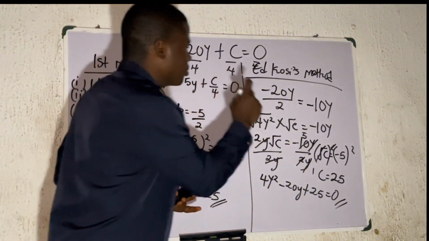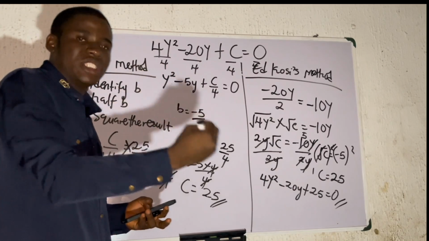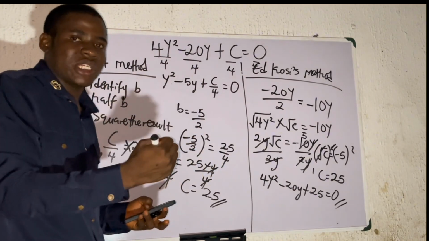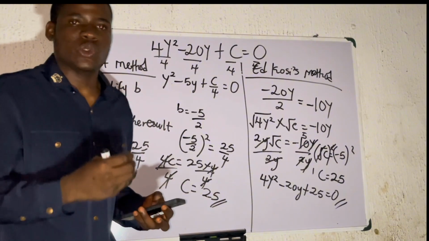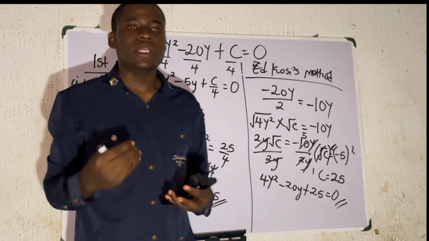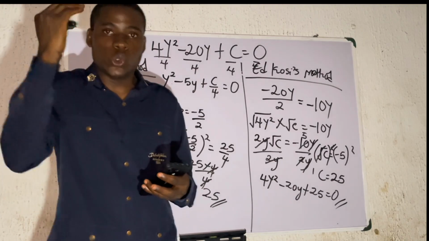Then the Kosi's method explains that in the reverse process, or the straightforward process, of proving that a quadratic equation is a perfect square. I hope you understand. Please, I've done everything on perfect squares. Try as much as possible to go through all of them.